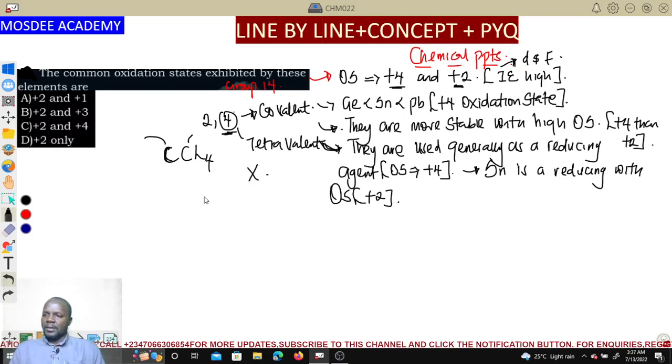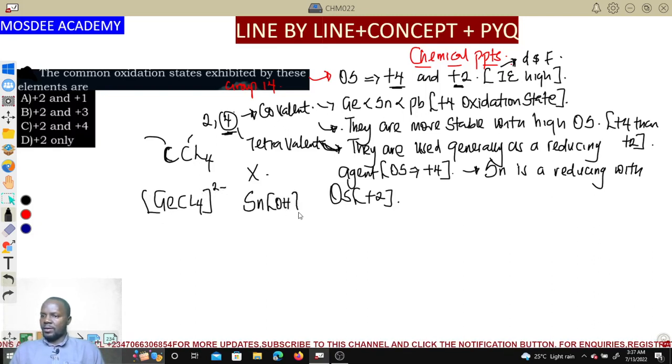But if you talk about germanium, germanium can exist as GeCl4 2-. The same thing for tin, Sn(OH)4 2-. Understand? So in this case, carbon cannot exhibit this type of situation because it cannot exceed its octet. You understand that?